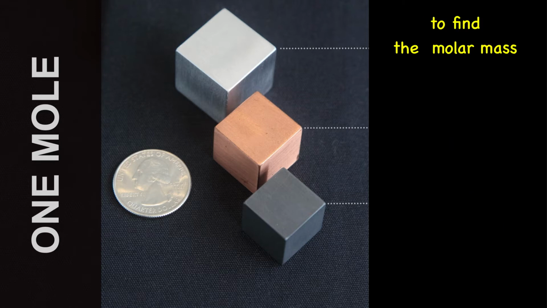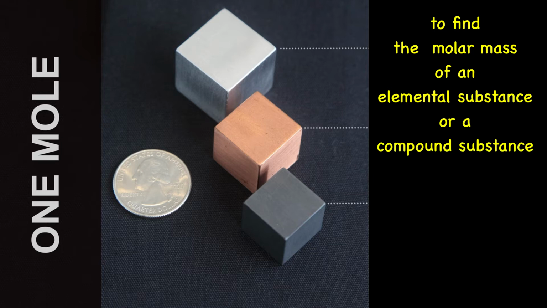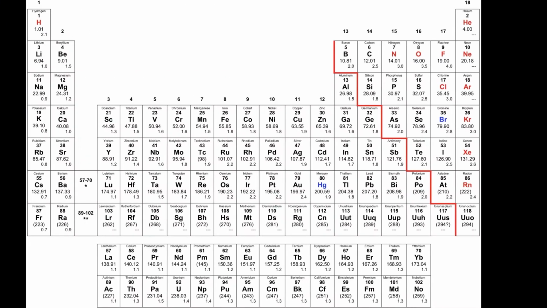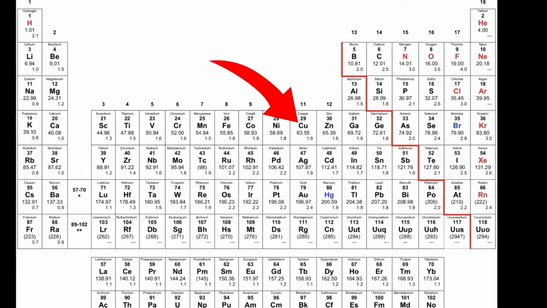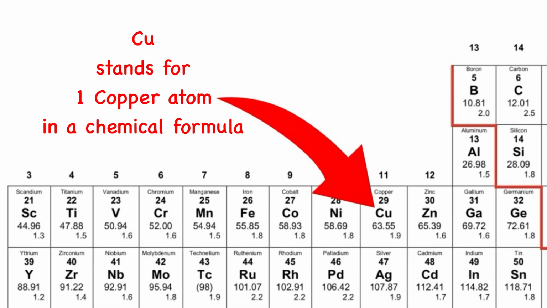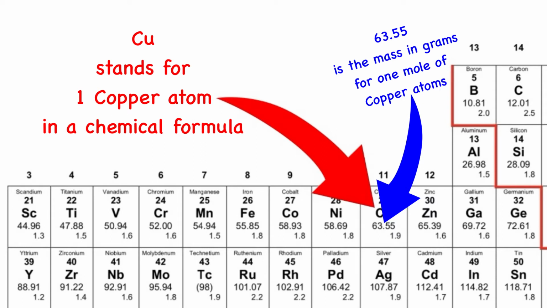And to find the molar mass of an elemental substance or a compound substance, we will need the chemical formula for that substance and the periodic table. Here is the periodic table. For the element copper, Cu stands for 1 copper atom in a chemical formula. And this number, with decimal places, stands for the mass in grams for 1 mole of copper atoms.